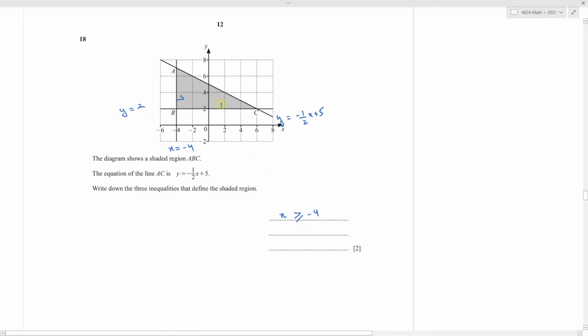And then this is above this line, y equals 2. So this is y is greater than or equal to 2. And for this third line, it's below this line. So this will be y is less than or equal to minus 1 over 2x plus 5. So these are the three inequalities that define the shaded region.